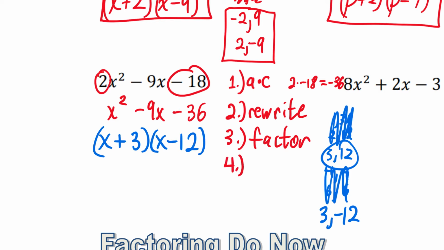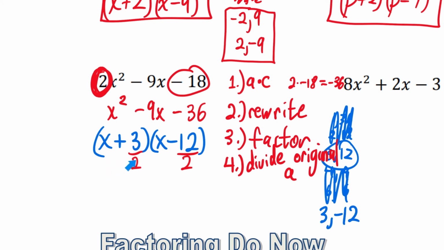Now, what's the next step? We divide by the original a term. So what was the original a? 2. So I'm going to go in here and divide both of these by that 2. Now the next step is to simplify.